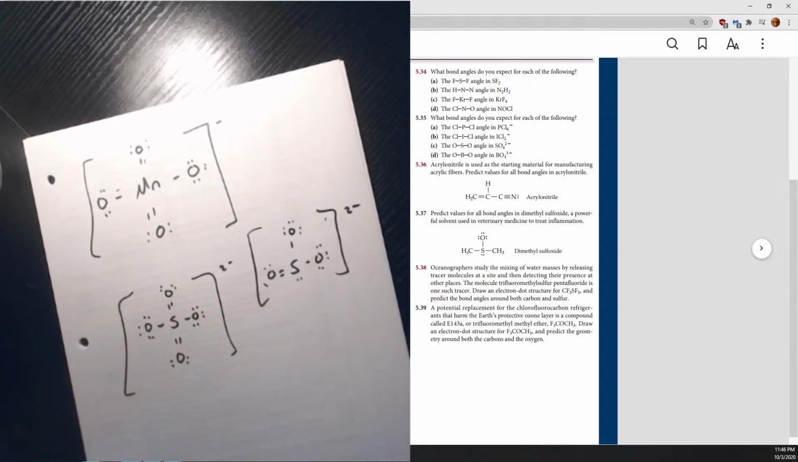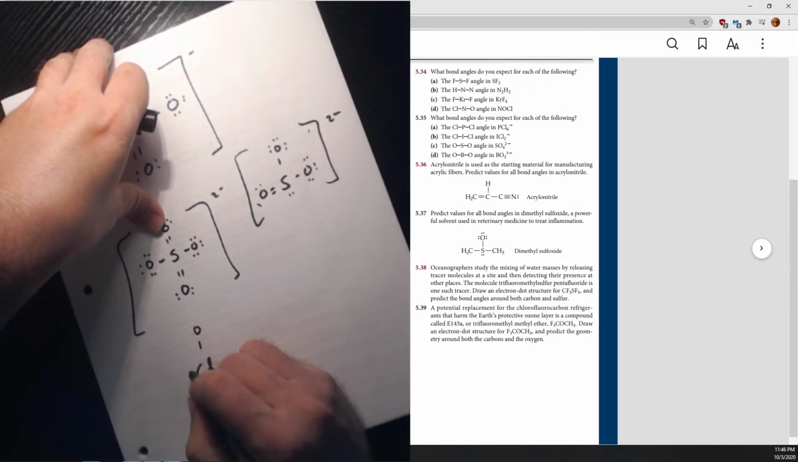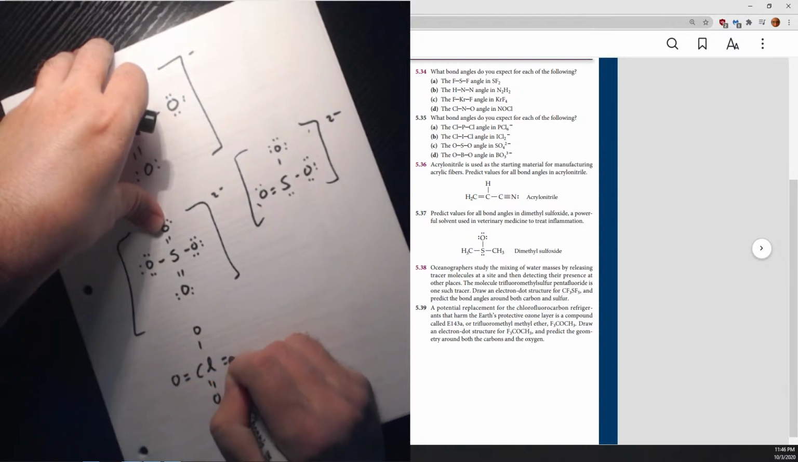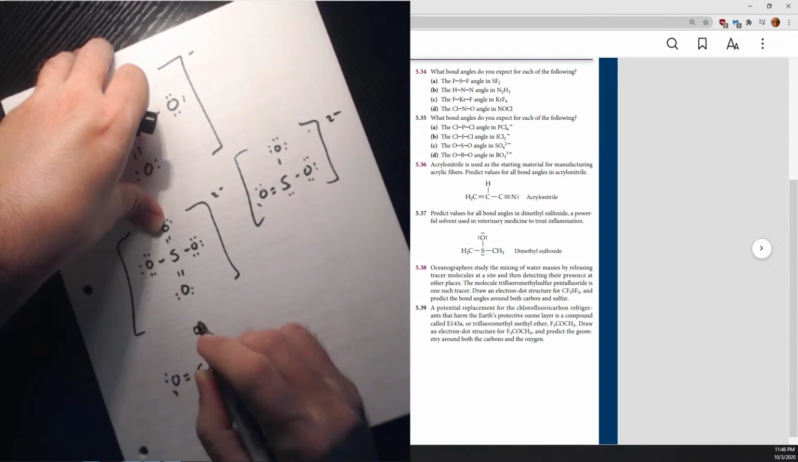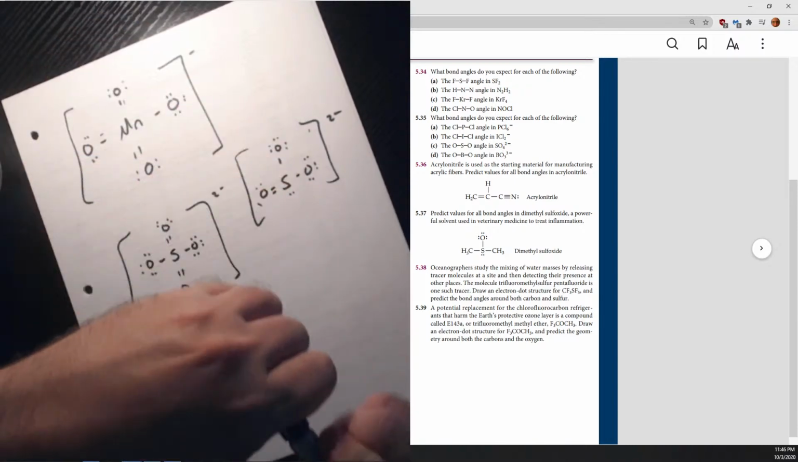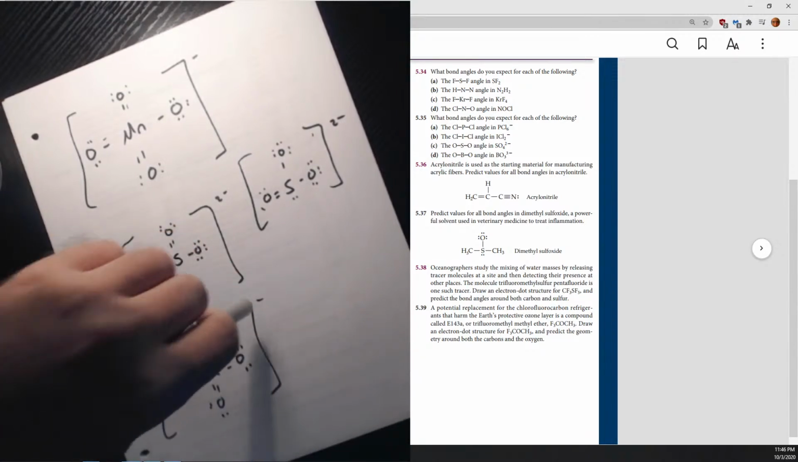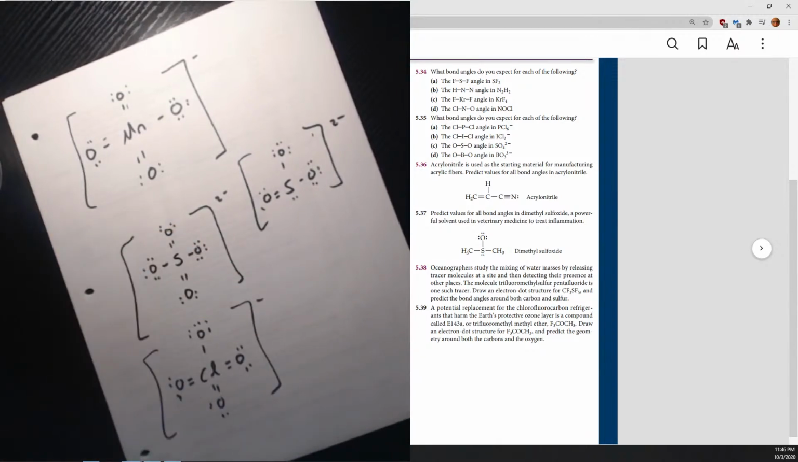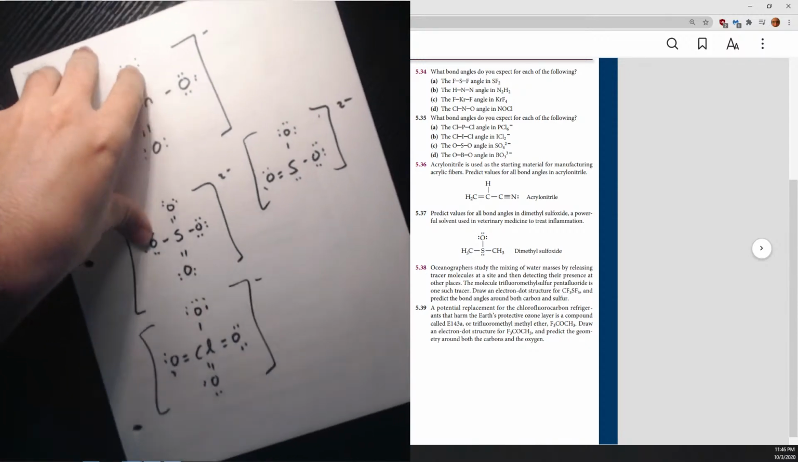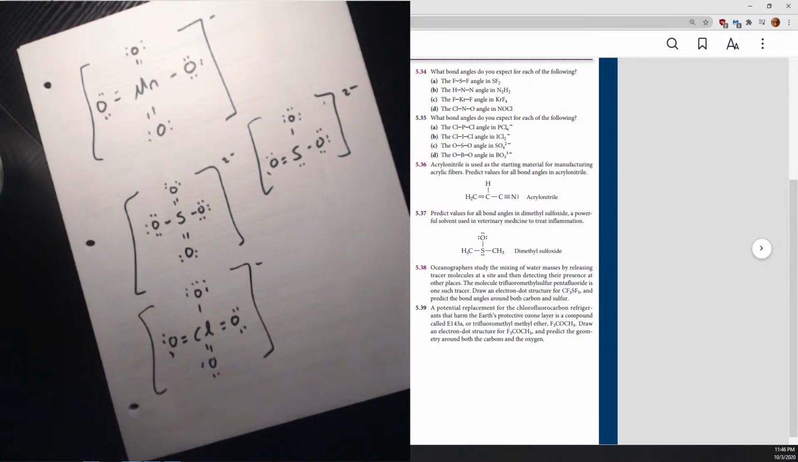ClO4 1 minus. That's also going to be tetrahedral, because 7 plus 24 plus 1 gives us another 32. 32 electrons divided among 4 satellites, just the full octet for all 4, so nothing left over on the middle. That's how I'm doing that math real quick in my head.